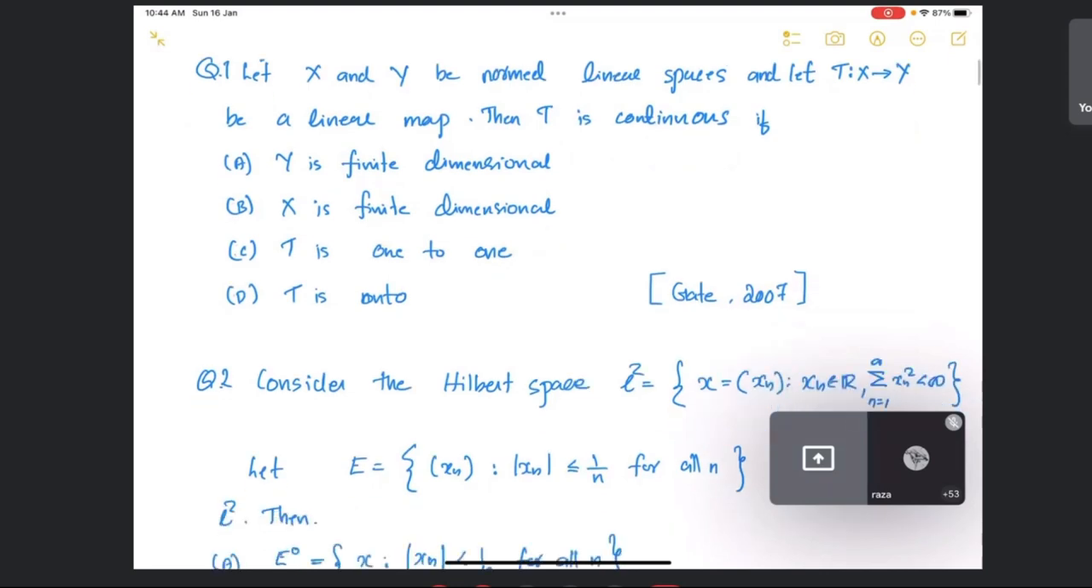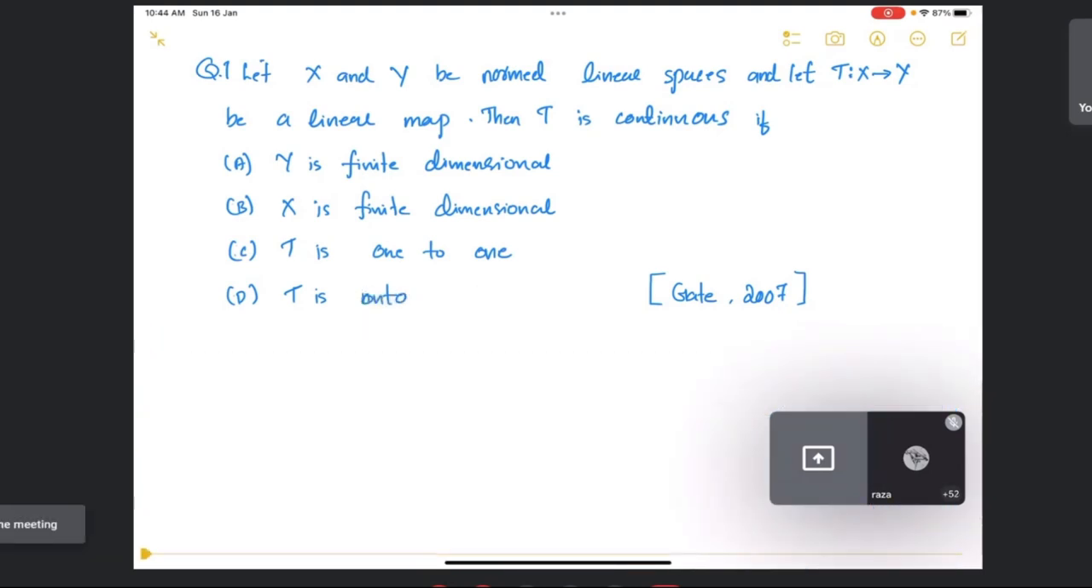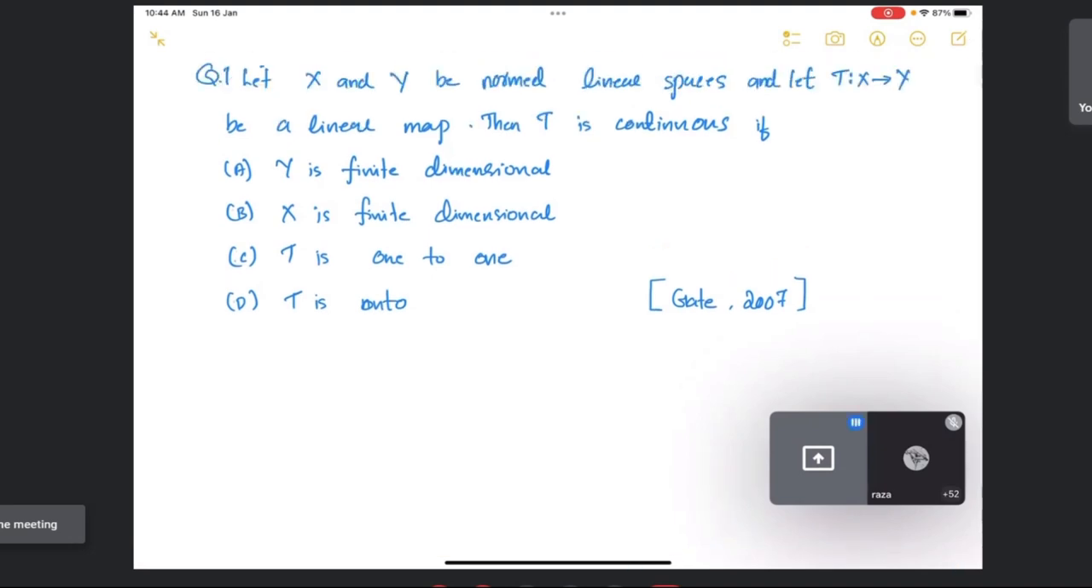Some questions you may have already seen. So let's look at question number one. You have two normed spaces X and Y, and an operator T from X to Y. Then the question is about the continuity of the map T, and this was asked in 2007. So the question is, under what assumption can we have the continuity of T? Option A is Y is finite dimensional. So the range is finite dimensional.